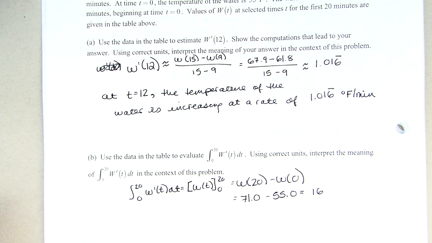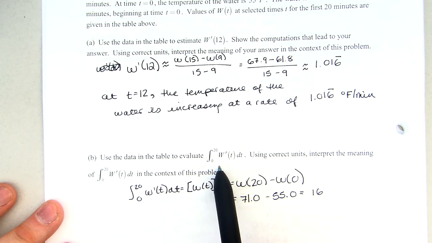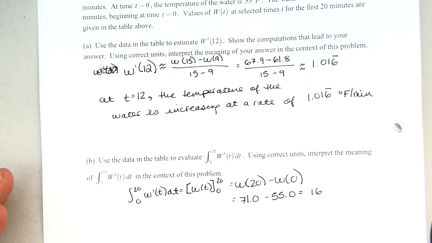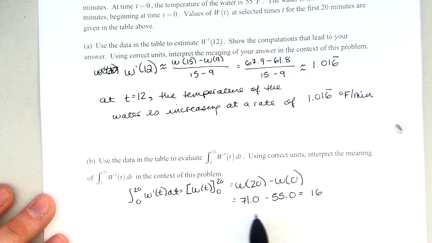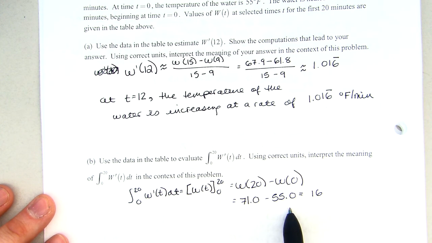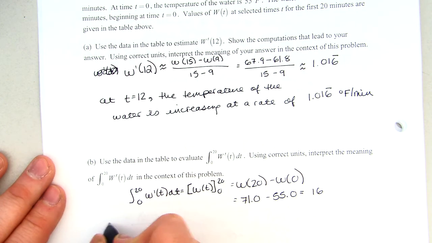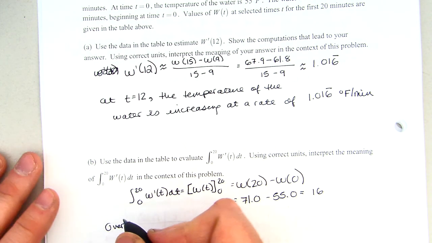So W prime of t is kind of like the rate of change of the temperature. You integrated that, you got the net change in the temperature. The temperature of the water changed by 16 degrees. And if you think about our calculation here, this is the temperature at time 20, minus the temperature at time 0, the change in the temperature. I like that you said over that interval from 0 to 20.